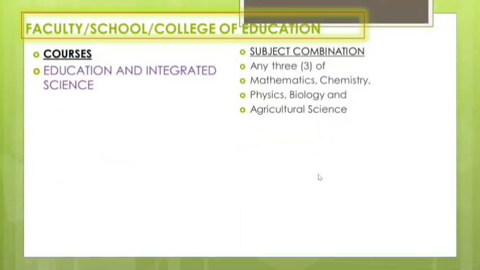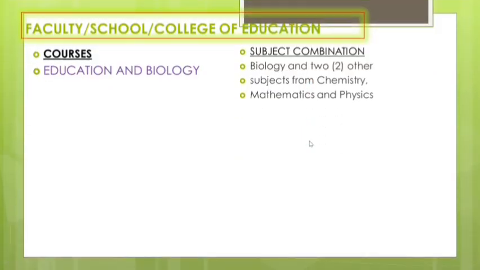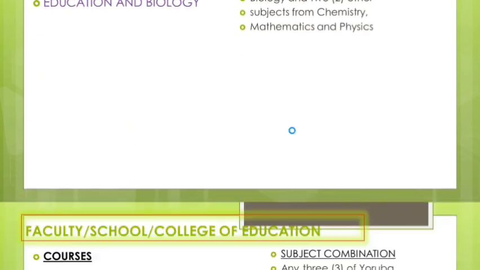For candidates applying for education and integrated science, you are to choose any three of mathematics, chemistry, physics, biology, and agricultural science. Are you a candidate applying for education and biology? Your JAMB subject combination include biology and two other subjects from chemistry, mathematics, and physics.